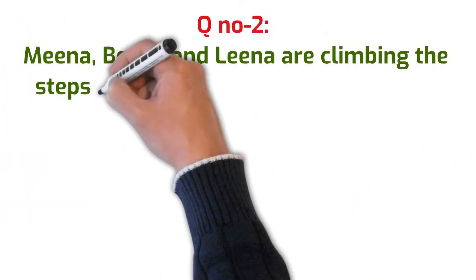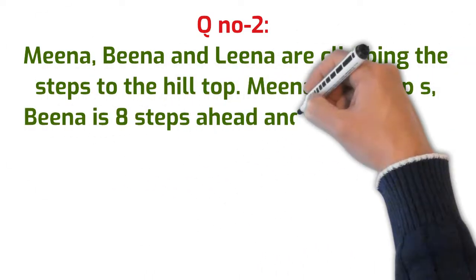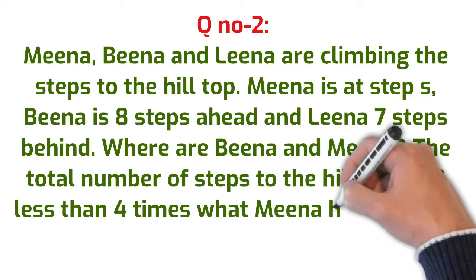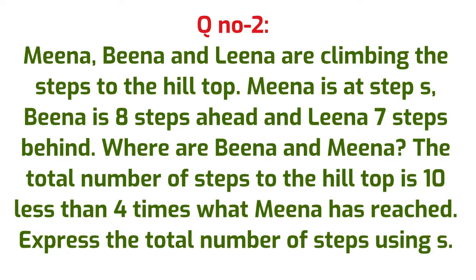Question number 2. Meena, Bina and Leena are climbing the steps to the hilltop. Meena is at step S, Bina is 8 steps ahead and Leena 7 steps behind. Where are Bina and Leena? The total number of steps to the hilltop is 10 less than 4 times what Meena has reached. Express the total number of steps using S.